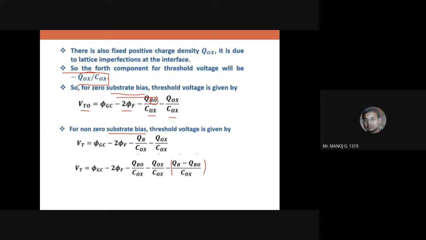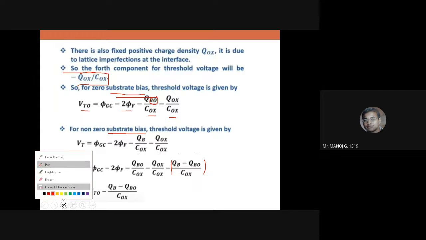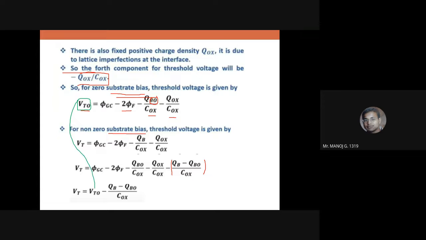Okay, non-zero substrate biasing makes the threshold voltage fluctuate. In order to simplify this equation, this whole thing up to here is made into VT0. This is at zero biasing, it is VT0. So I'm just substituting this value over here.